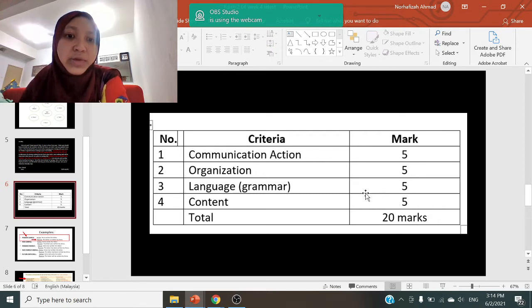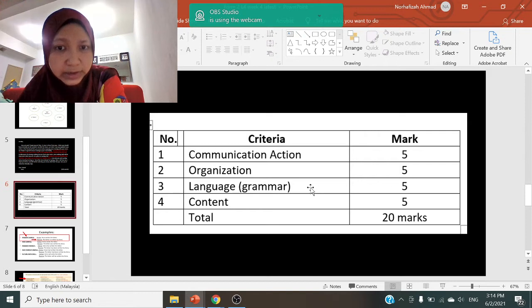Okay, number 2, language or grammar. This is very common. All of you know that singular or plural must be used properly in email writing. It is impossible for you to use "they is", right? So you must use proper grammar, the verb to be for singular. For example, "it is". It cannot be "it are".